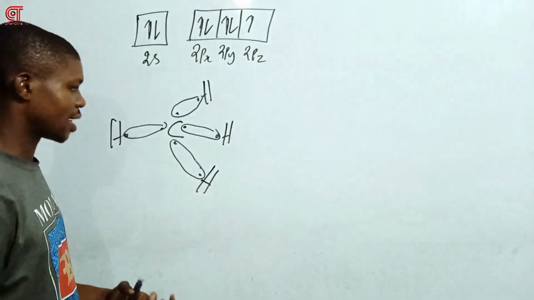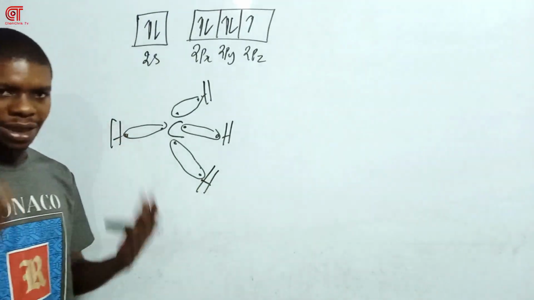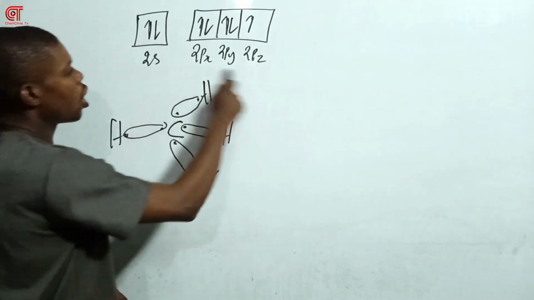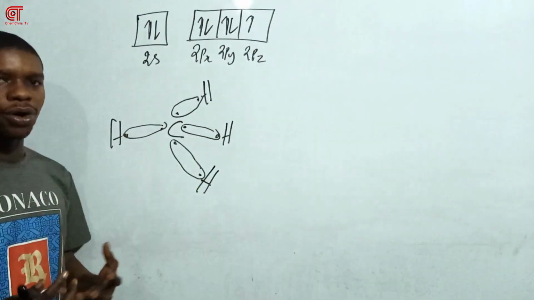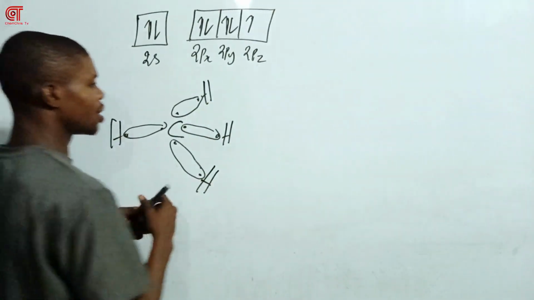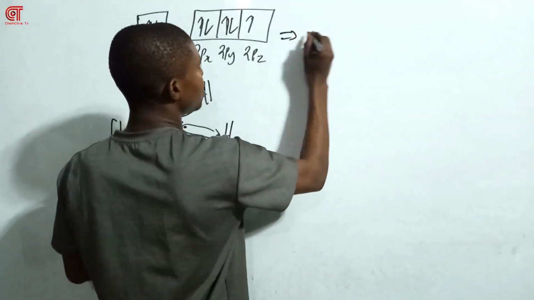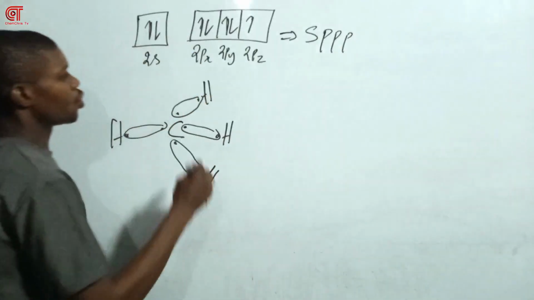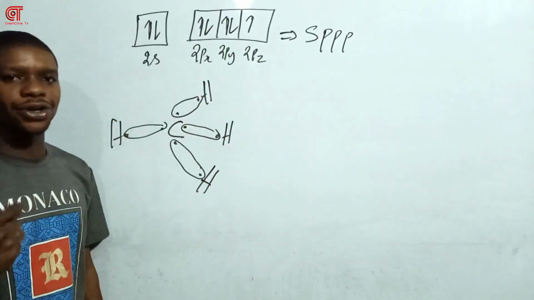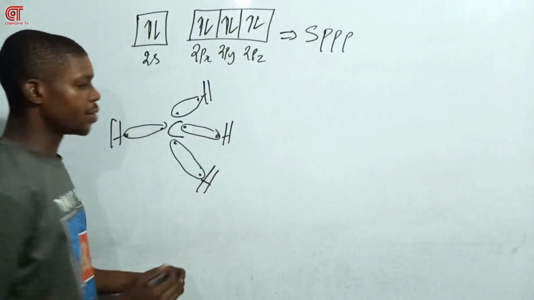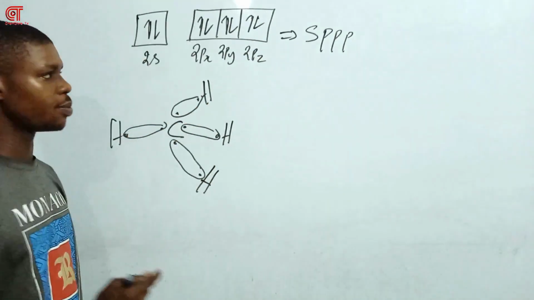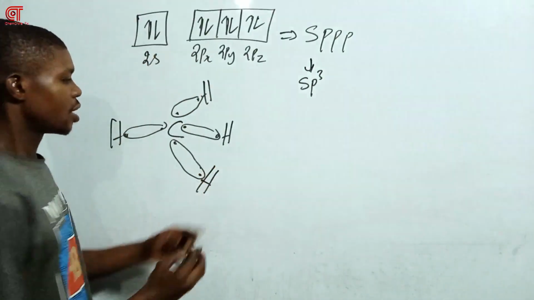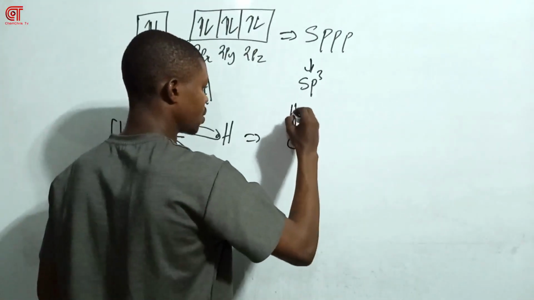molecular orbital. So in the sp3 hybridization, what you need to understand is that carbon makes use of the 2s and all of the 2p in bond formation. So that would now result to s, p, p, and p. So all the four valence electrons are used in bond formation. So that's why it's called sp3.